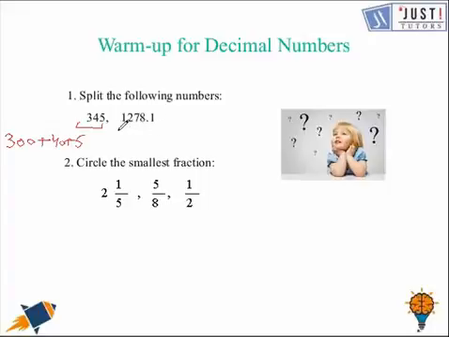And if we try to do the same for the other number, which is a decimal number, 1278.1, it would look like 1000 add 200 add 70 add 8 add 1 over 10, because that 1 is actually after the decimal and the place value is tenths. Let's come to question number 2. Circle the smallest fraction. If we want to compare the fractions, we need to equate the denominator of all of these, and then we can work out that 1 over 2 is actually the smallest fraction. Now let's move to the topic.